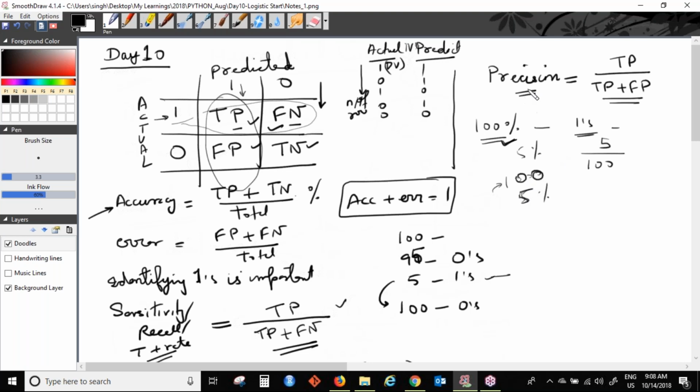That is why precision is used, to put a constraint on sensitivity so that models don't over predict ones, because predicting ones is costly. Later you will see this in some business scenarios. For example, with cancer, you cannot always predict for every patient that he or she has cancer. That would be like looting the patients.